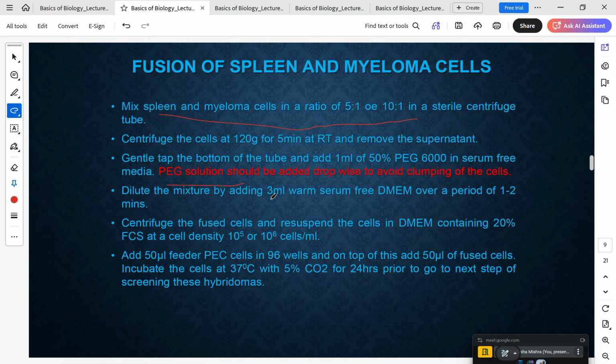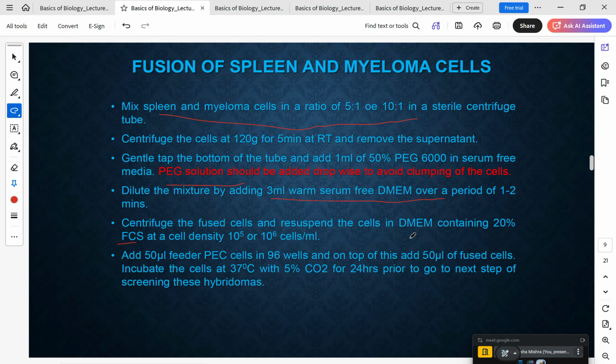The mixture is then diluted by adding some warm serum-free DMEM. Then the fused cells are centrifuged and resuspended in complete media. FCS is fetal calf serum.